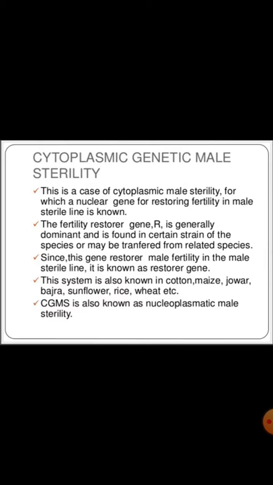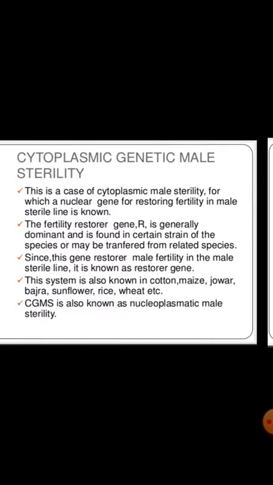The gene restoring male fertility in the male sterile line is known as the restorer gene. The restorer gene is always dominant when it gets inherited. It always shows its dominance and changes the male sterile line into a male fertile line. This type of gene is known as a restorer gene. This system is also known in cotton, maize, jowar, bajra, sunflower, rice, wheat, etc. CGMS is also known as nucleoplasmic male sterility. That is, nucleo means nucleus and plasmic means cytoplasmic genes are required.